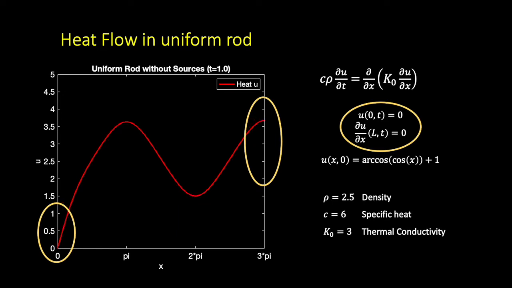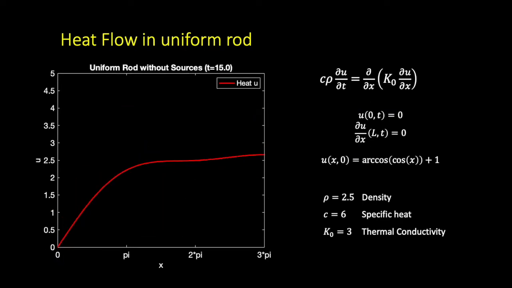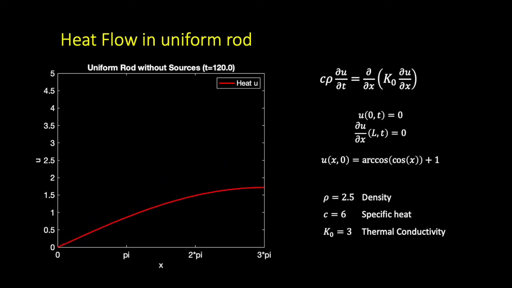Here, the left end stays at 0 and the slope of the right end stays at 0, satisfying the boundary condition. Also, the zigzag-like arc cosine initial condition quickly flattens out as the heat flows out to the surrounding through the right end of the rod. The overall heat in the rod gradually decreases to 0 as time becomes infinity.